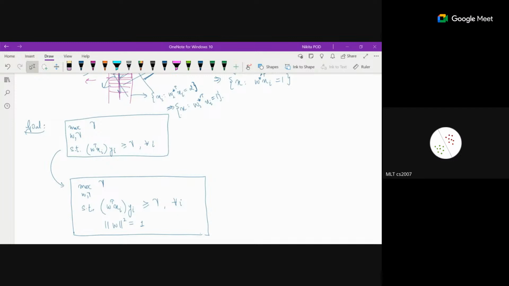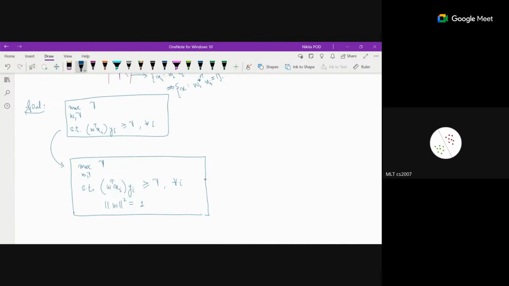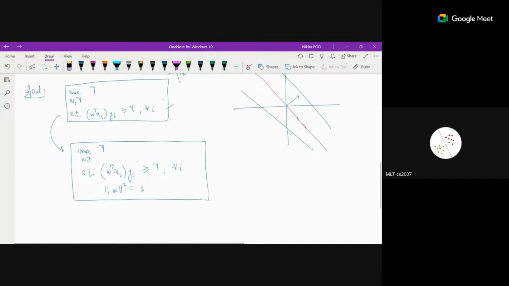So what we were saying is, we came from this formulation. We wanted to maximize gamma with respect to this constraint, adding one extra constraint where the length of W is equal to 1. So when we restrict the length of W to be 1, let's say this is the margin, and this is the plane. This is a separating hyperplane. And these were the margins.